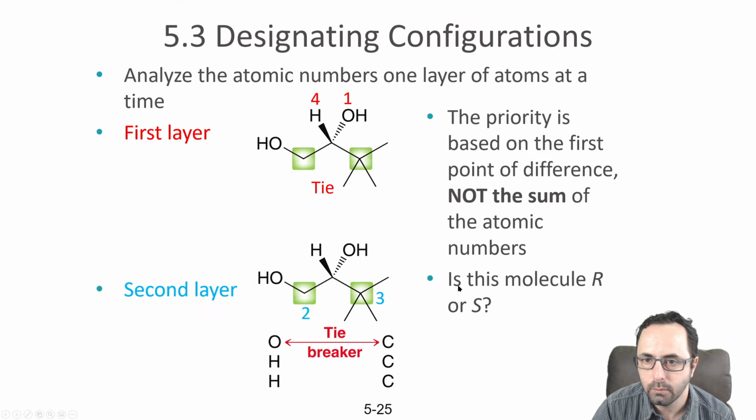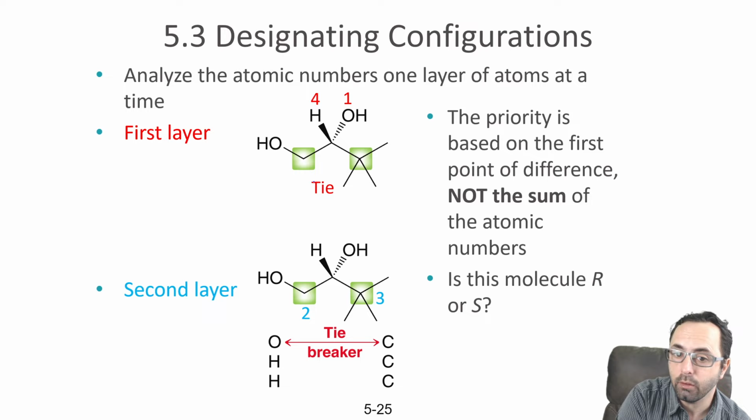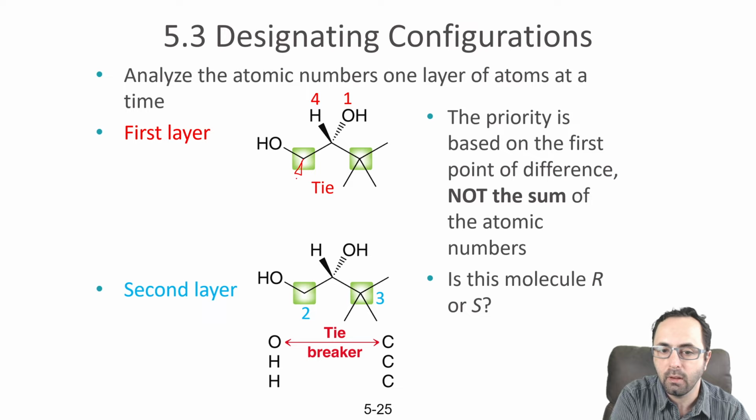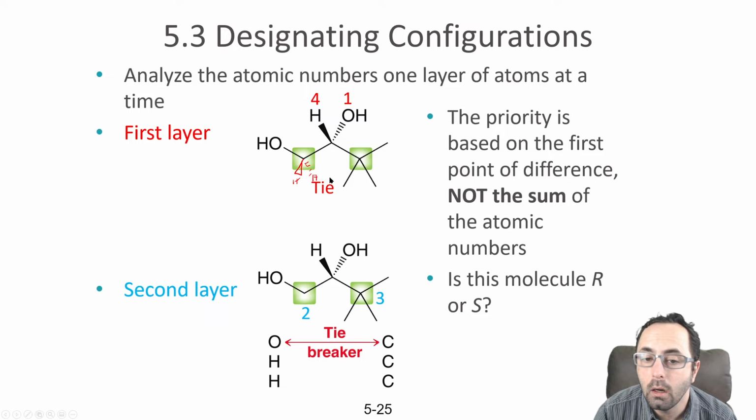So here's another example of this. Note that we do not add the atomic numbers. We simply look at each atom attached. So for example, this position here has a hydroxyl group, an OH group, and it has two hydrogens attached. So if we were to look at the next atom, it's oxygen. If we added the atomic number of oxygen, 8, and hydrogen, 1, 1, it would be 10. If we added the atomic numbers of the three carbons attached, that would add to 12. But this will not get the higher priority compared to this.